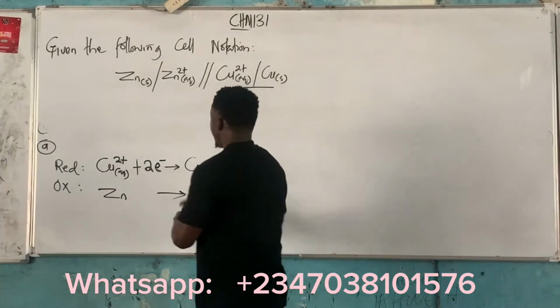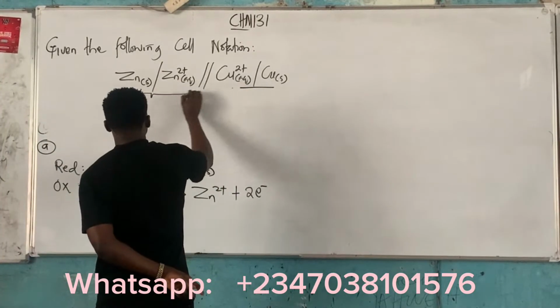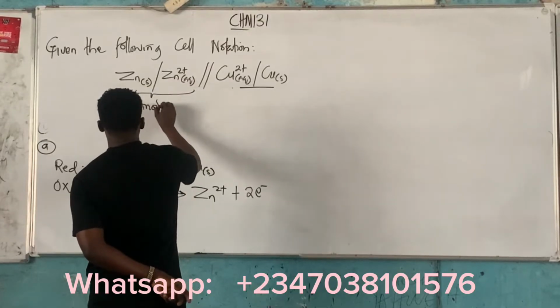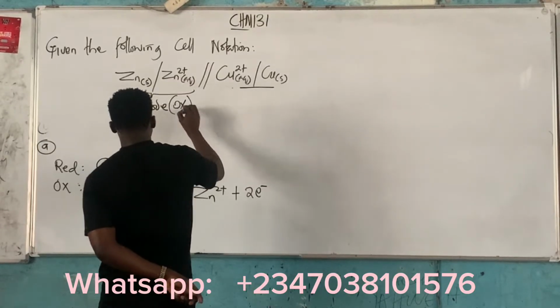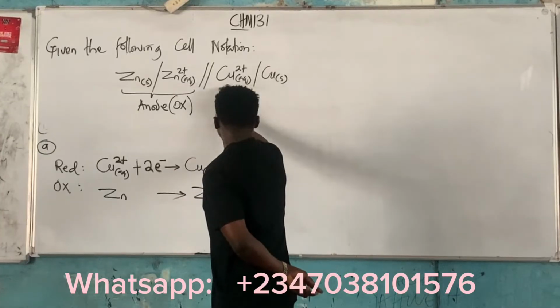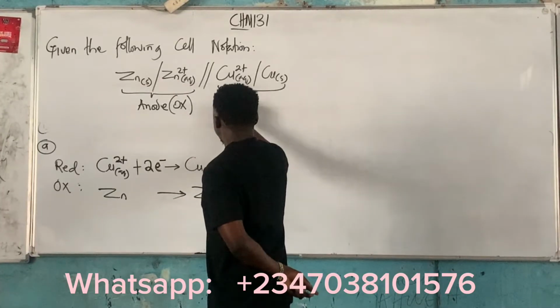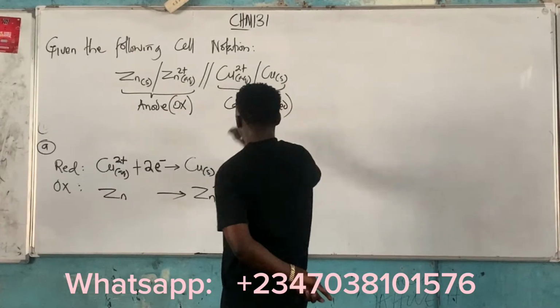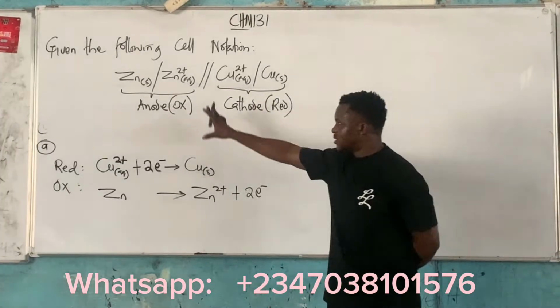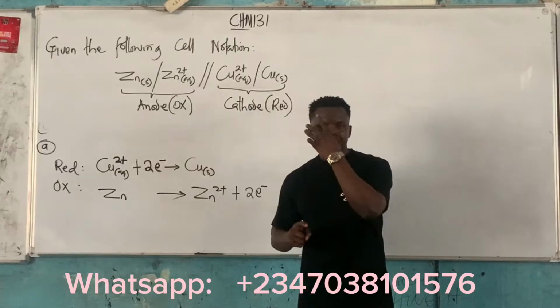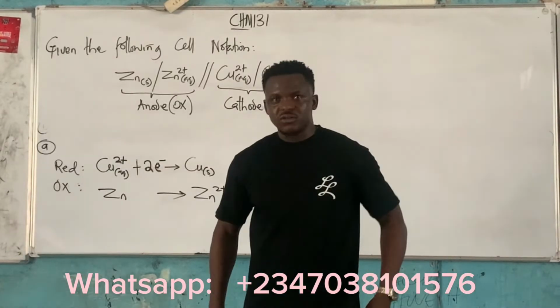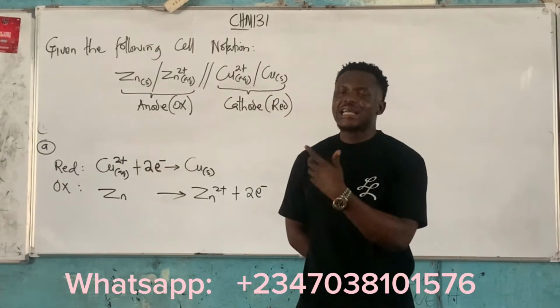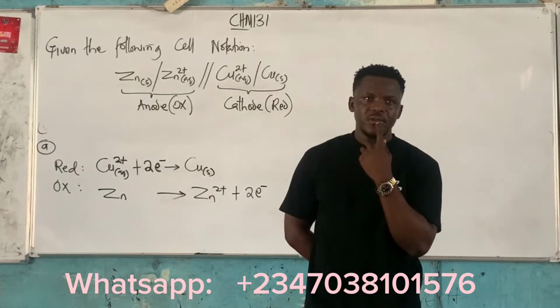The left hand side is the anode, which is where oxidation will take place, and the right hand side is the cathode, which is where reduction will take place. So we are done with the first question. The next question says, give the overall reaction. So the second one is actually very simple. How do I mean?